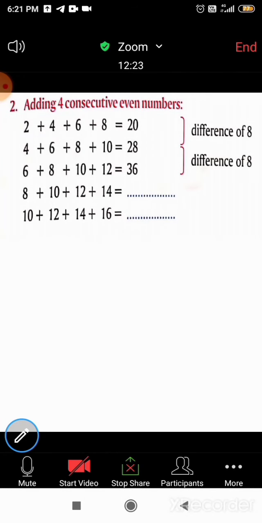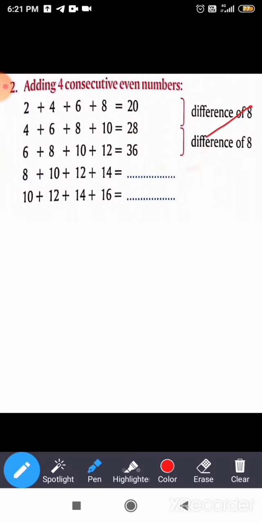If we are adding any four consecutive even numbers, then what are we going to do? In each step we are going to add 8 and we'll get our answer. For example, if the series is starting from 2, 2, 4, 6, 8, our answer will be 20. You should know only this answer.